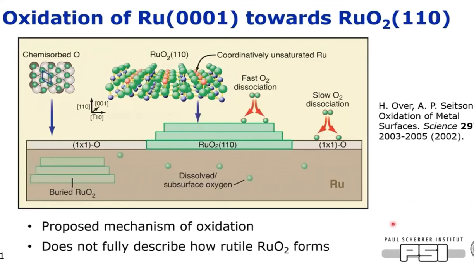So we know the proposed mechanism is rather well understood, but it does not fully describe how this rutile phase forms. And so what we'd like to do is characterize these potential metastable precursors with APXPS.